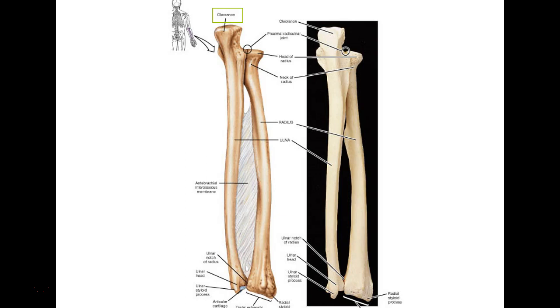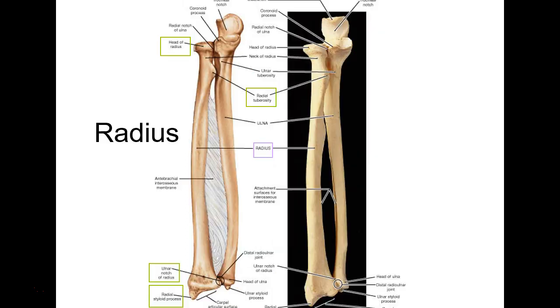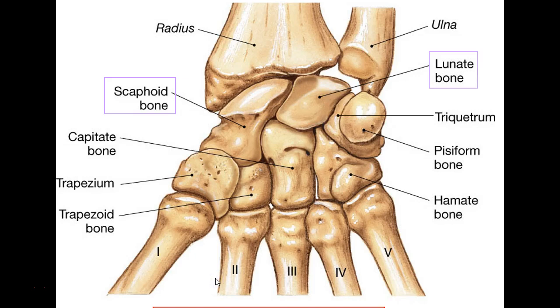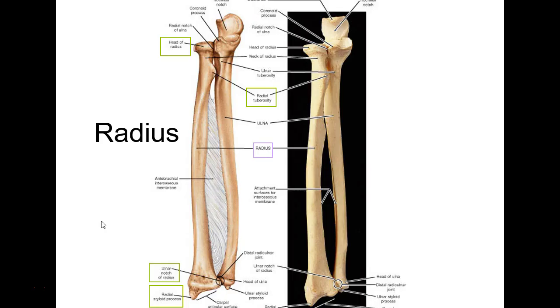All right. So there's your olecranon. You don't even have to say process because it's just become more common to just call it the olecranon. Okay. There's the radius that we were talking about. There's the head of the radius. There's the radial tuberosity. There's the styloid process of the radius there. And there's the ulnar notch of the radius.